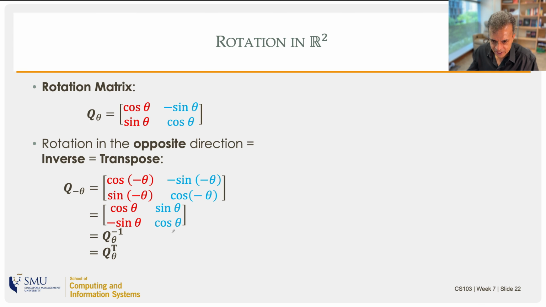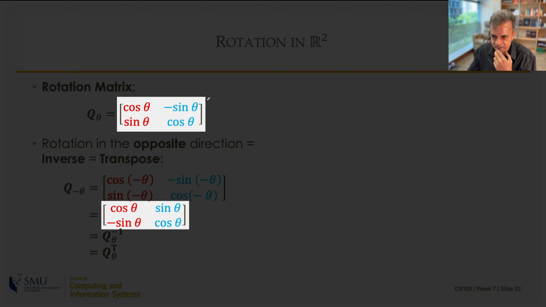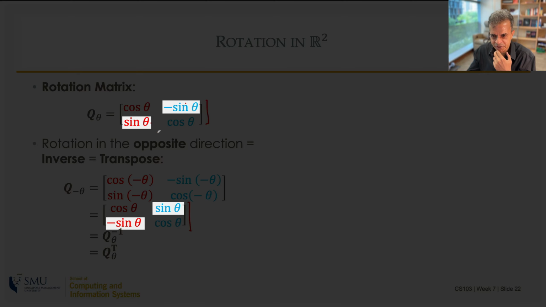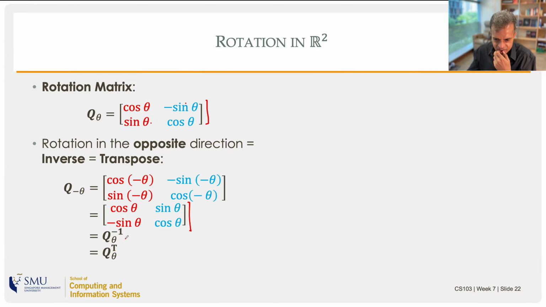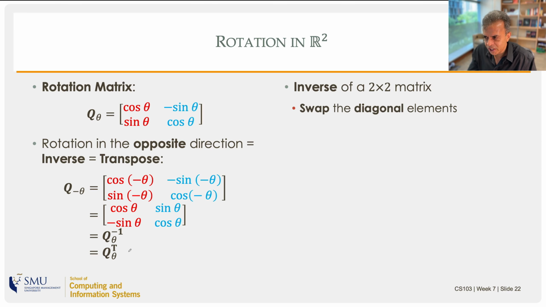So let's do that. Cosine of minus theta, minus sine of minus theta, and so on. Using some trigonometric identities, you can write it down. That becomes cos theta, minus sin theta, cos theta here. And look at the original matrix here. They are indeed transposes. You just transposed these 2 elements. So the inverse is indeed the transpose. Beautiful, isn't it?